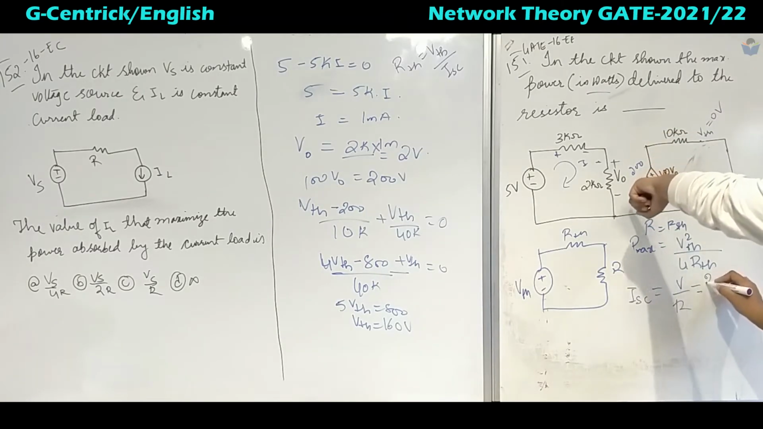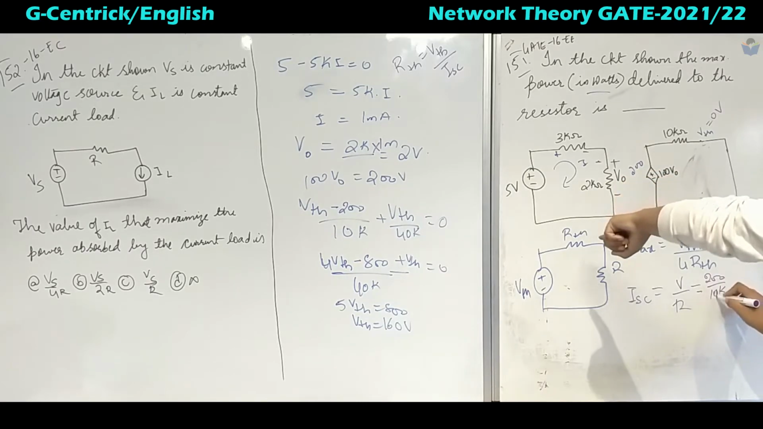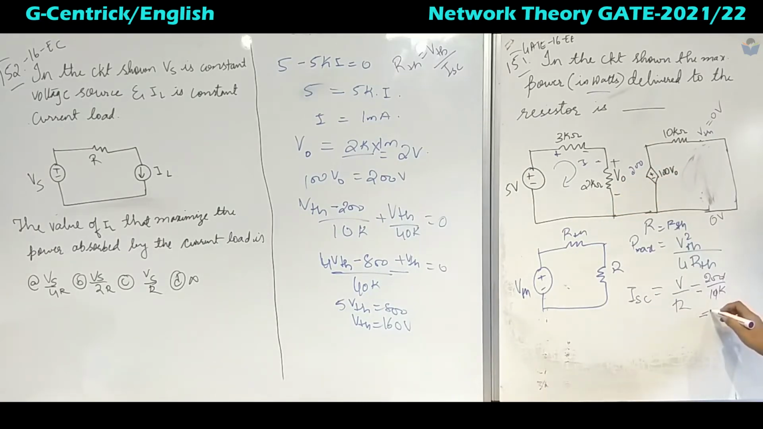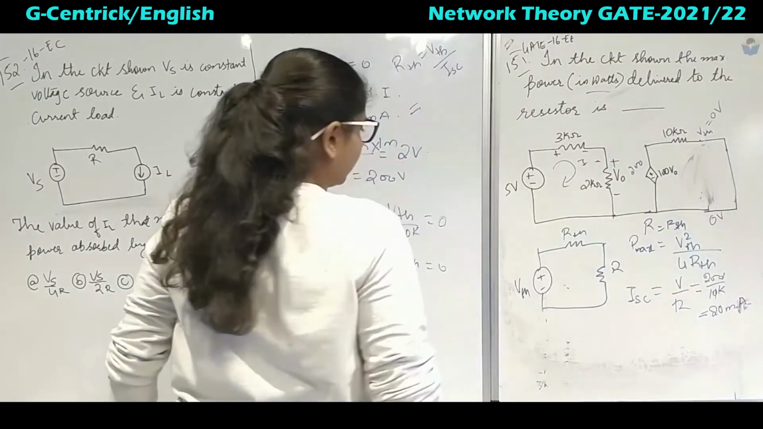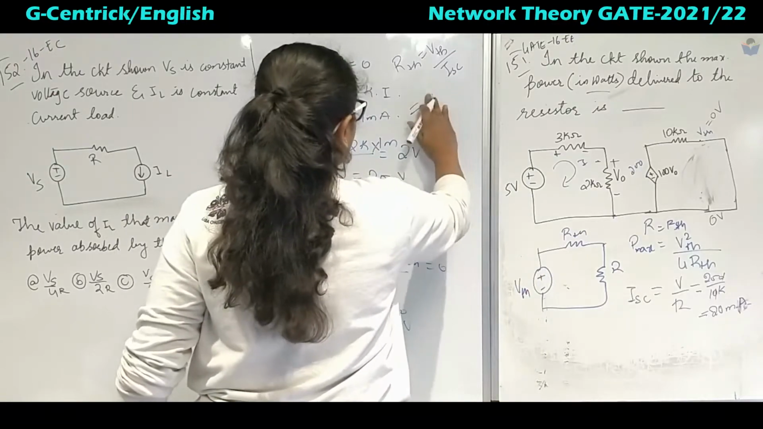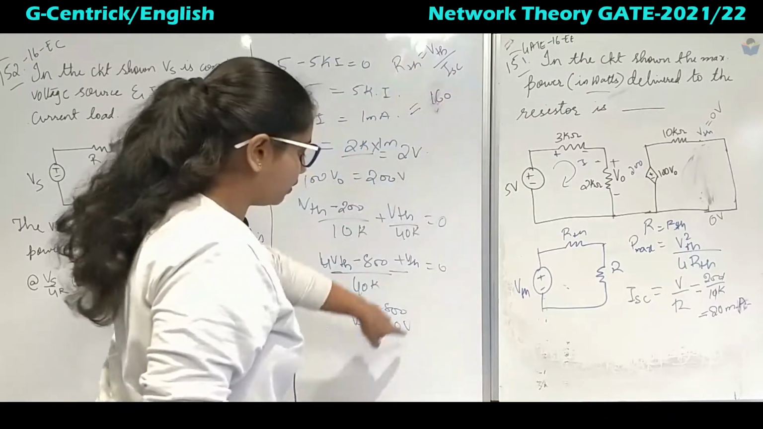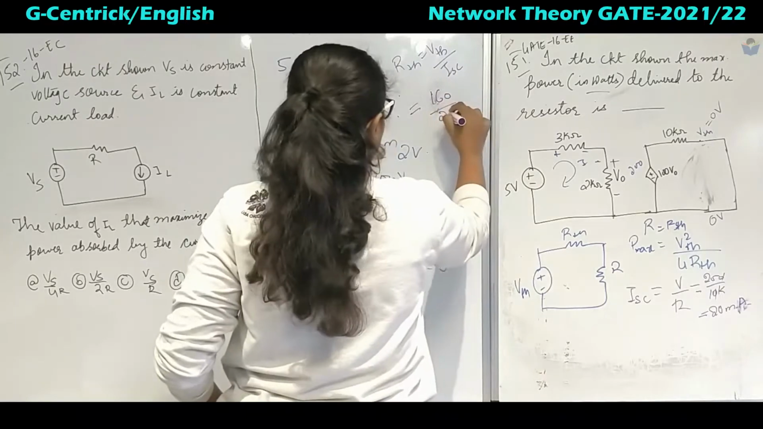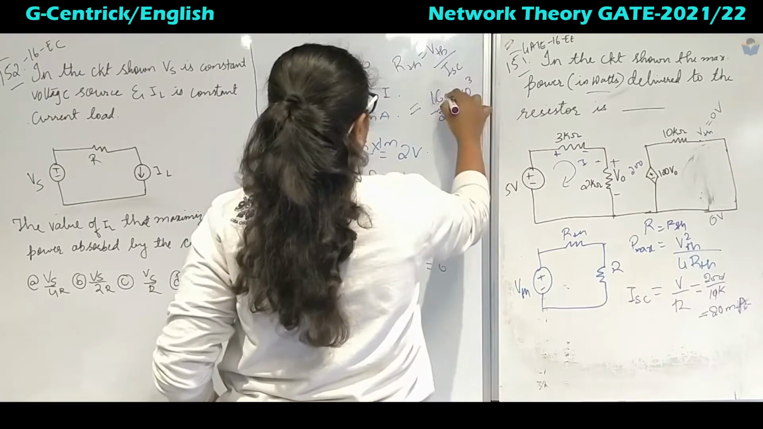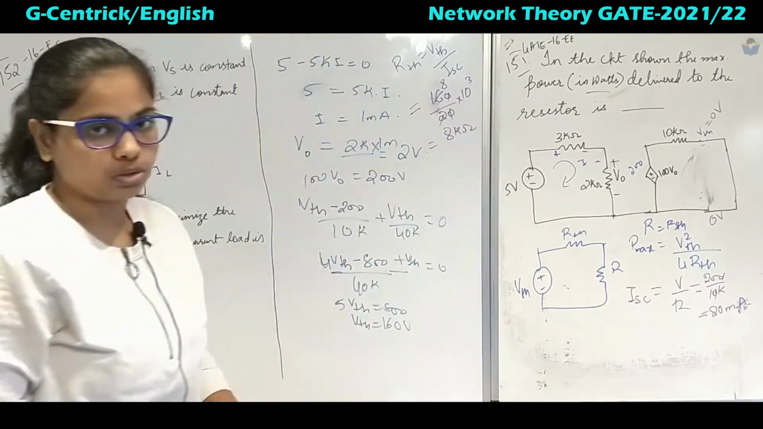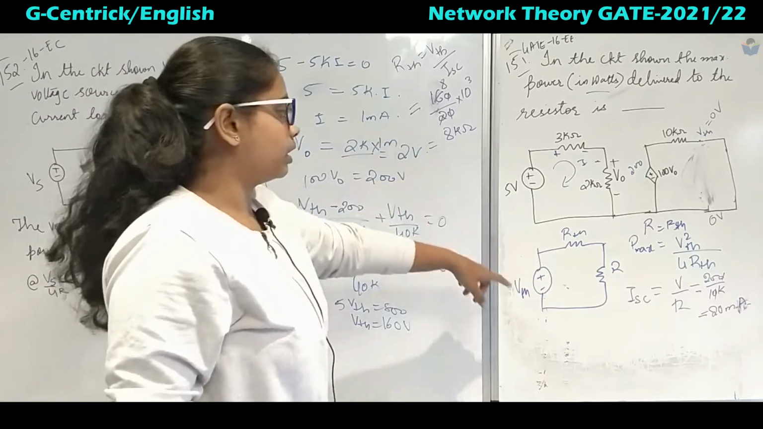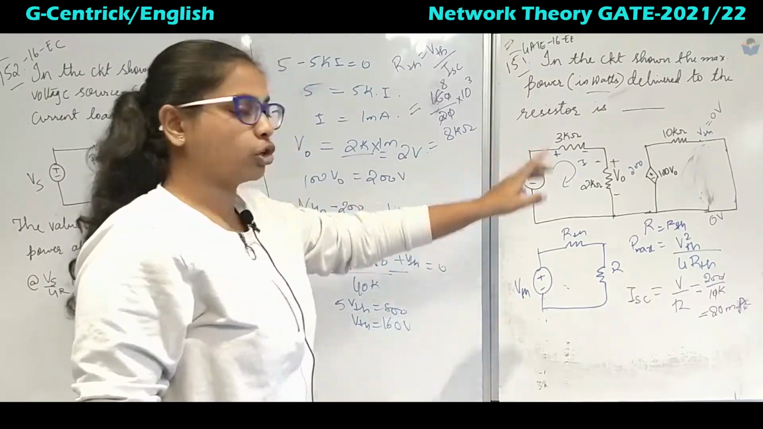So ISC is V by this R, that is 200 divided by 10 kilo, which is 20 milliampere. Now substitute this: the Thevenin voltage is 160, divided by 20 into 10 to the power 3. So this will be 8 kilo ohms. This is how you find R Thevenin and V Thevenin with the help of the short circuit current.